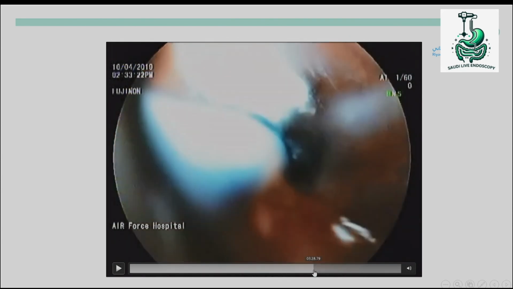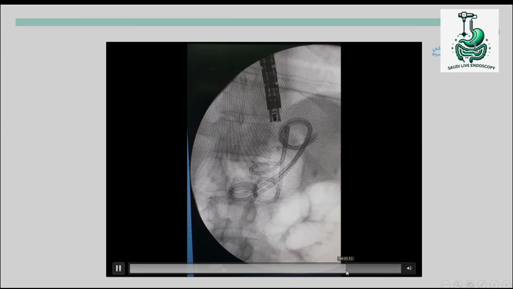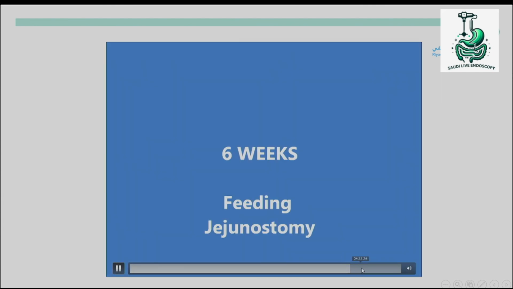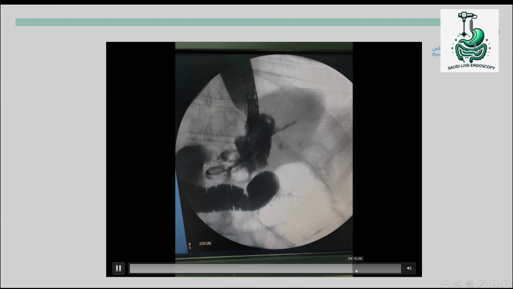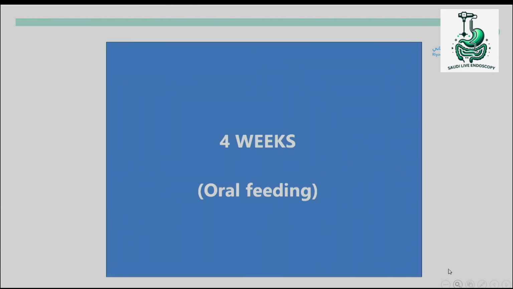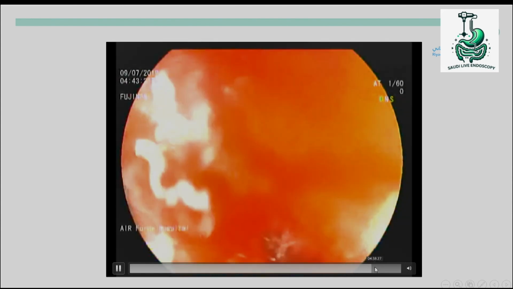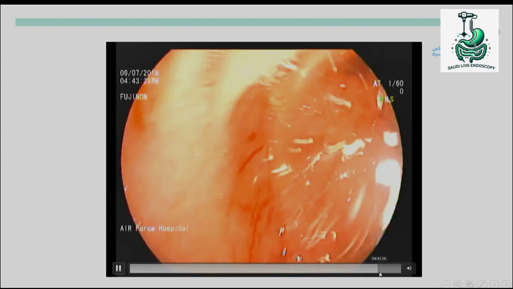You can put as many pigtails as you want in the cavity. So this is the image with the pigtails in place. The patient had a feeding jejunostomy, which is something very important. So after several weeks, it's fine, but there's a very, very little streak of a leak that's remaining here. So we just extend the duration. We exchange the pigtails and put the patient on oral feeding. Now he can feed. After 4 weeks, it's okay. And finally, you reach a situation where the leak has completely healed.